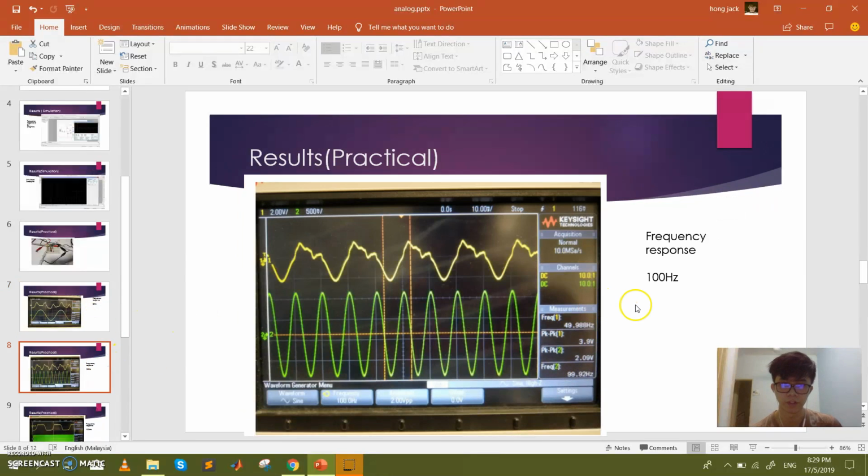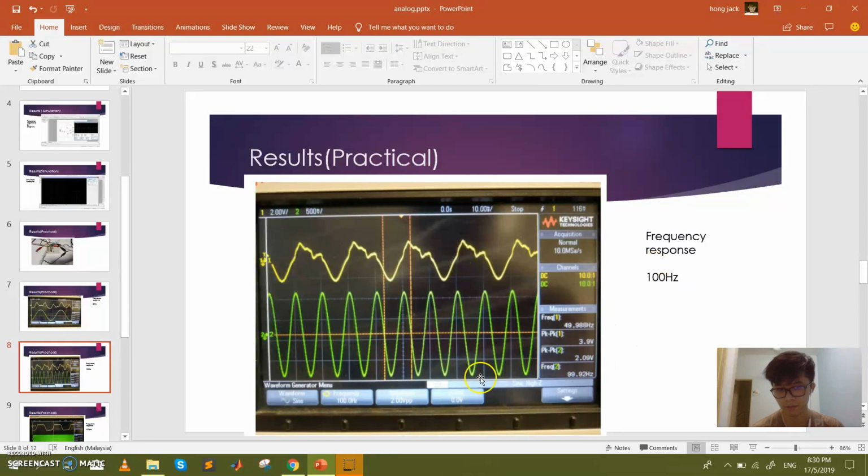Next will be 100 Hertz, where I chose to show you the difference in the peak to peak voltage, where the output drops for a reason, from 5 to 3.9. I believe that this is the frequency that is making the voltage drop.